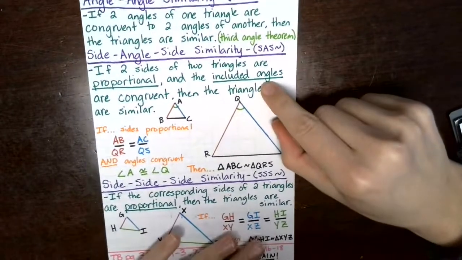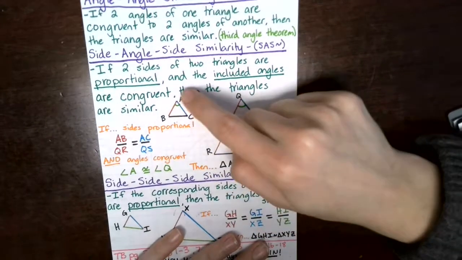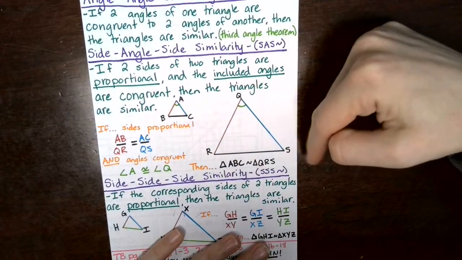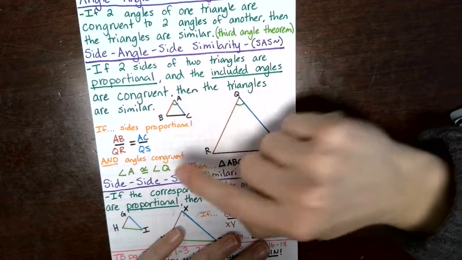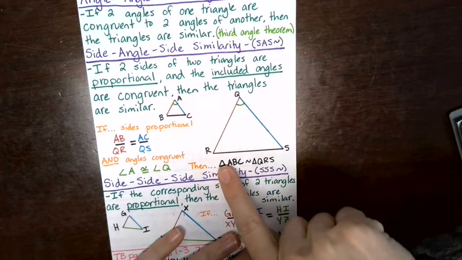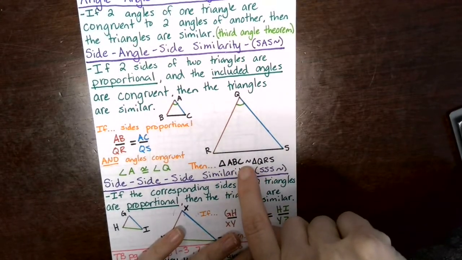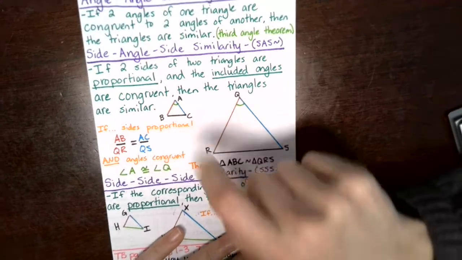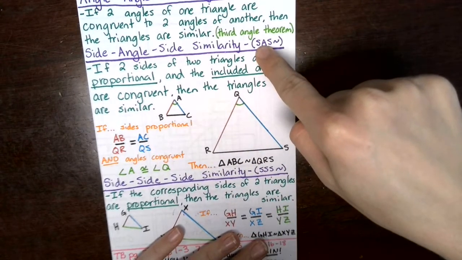So let's look at what I mean by this. If AB is to QR as AC is to QS, and these 2 angles that are formed by those sides are congruent, then these triangles are similar, not congruent. Remember, squiggle for similar. They are similar by side-angle-side similarity.